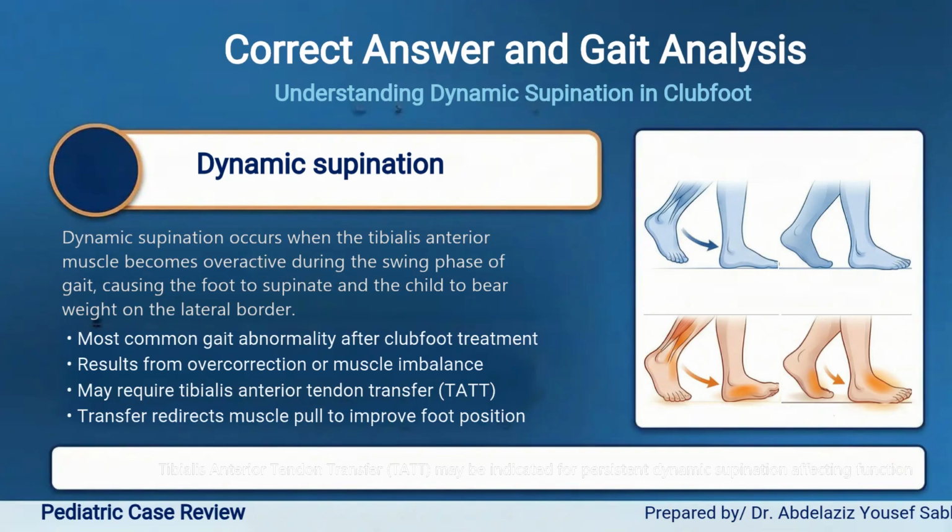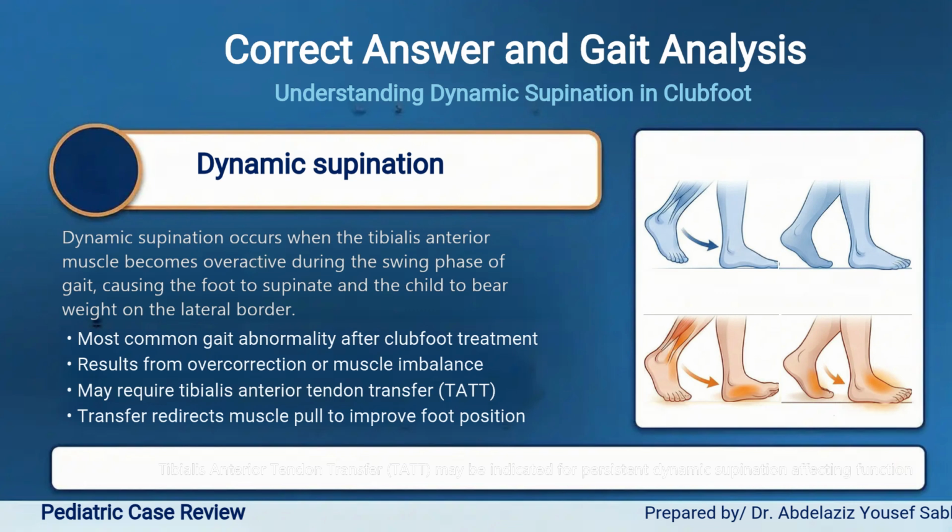Dynamic supination occurs when the tibialis anterior muscle becomes overactive during the swing phase of gait, causing the foot to supinate and the child to bear weight on the lateral border. It is the most common gait abnormality identified after clubfoot treatment. It results from overcorrection or residual muscle imbalance following the treatment process. When persistent and functionally limiting, it may require tibialis anterior tendon transfer. This surgical procedure redirects the muscle pull to improve foot position and restore a more balanced gait pattern.